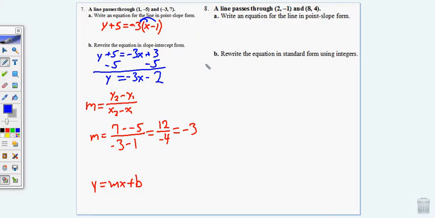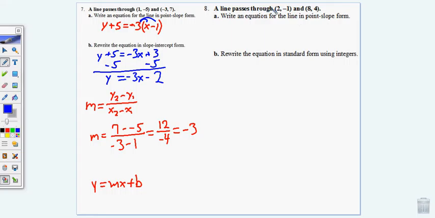You can go ahead and pause right now. Pause and try to do number 8 without looking, and then you can check your answer as I work on it next. This would be a great time to pause and try it on your own or with a neighbor. Especially A. A is exactly the same as A on number 7. B is a little bit different because we're going into standard form instead of slope-intercept, but it's not too hard. All right, your chance to pause is up.